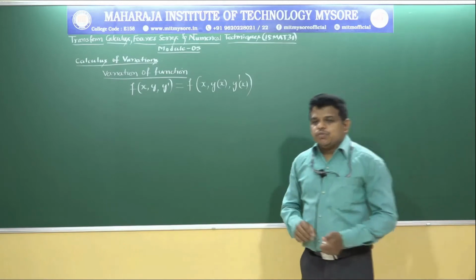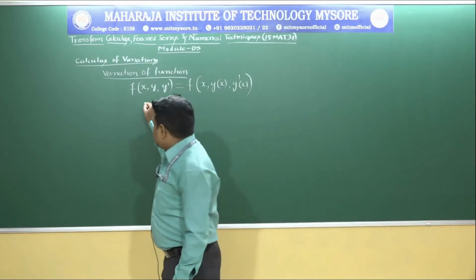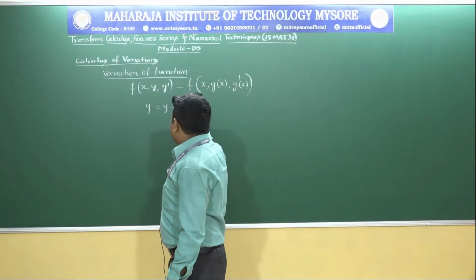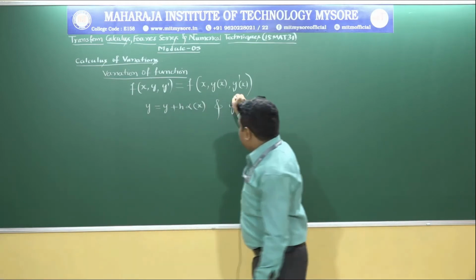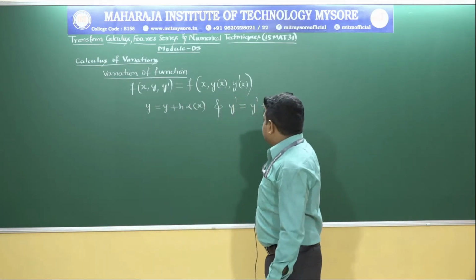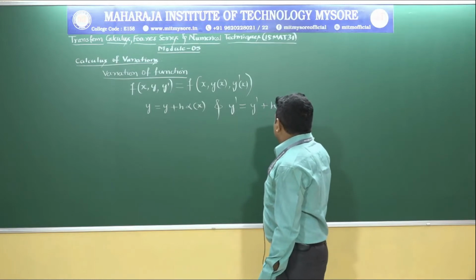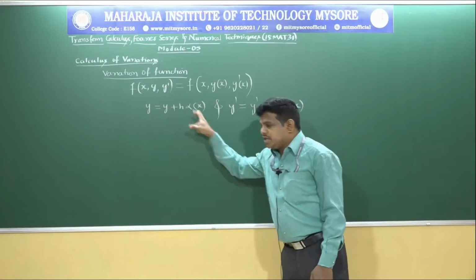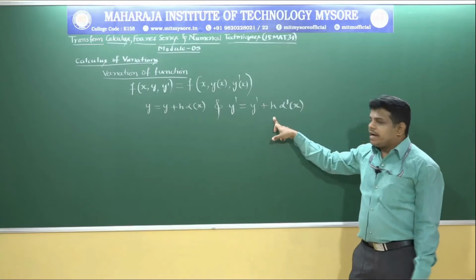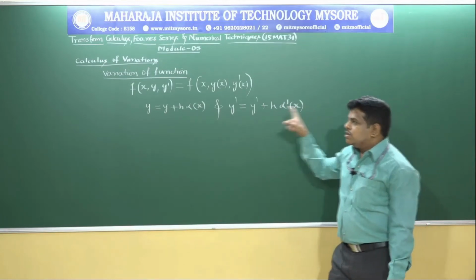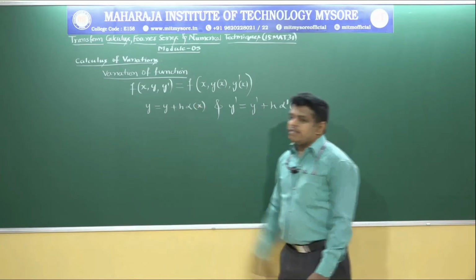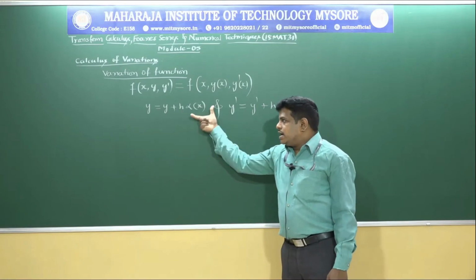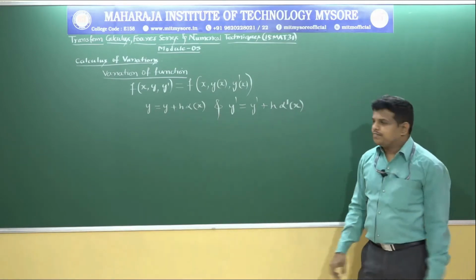Suppose we give a small increment to y and y dash, that is we are changing y to y plus h into alpha of x and y dash to y dash plus h into alpha dash of x. Here h is the small parameter independent of x and alpha of x is an arbitrary function.